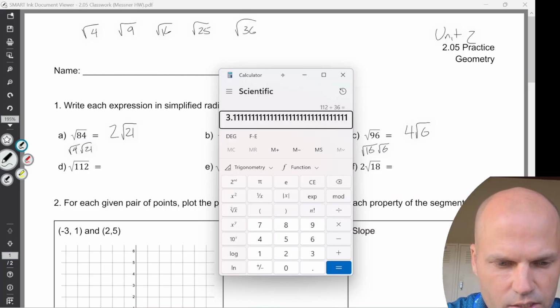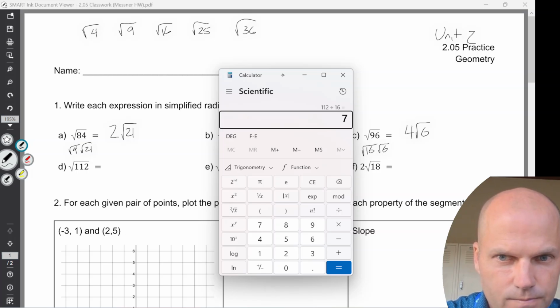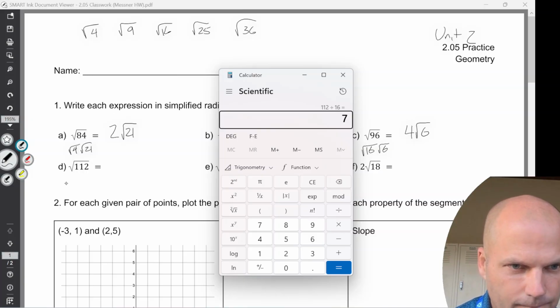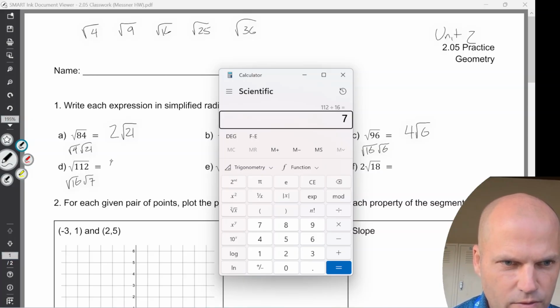112 divided by 36. Nope. 112 divided by 49. 112 divided by 64. 112 divided by 16. There you go, another 16. Square root of 7 can't be simplified. Square root of 16 is 4.